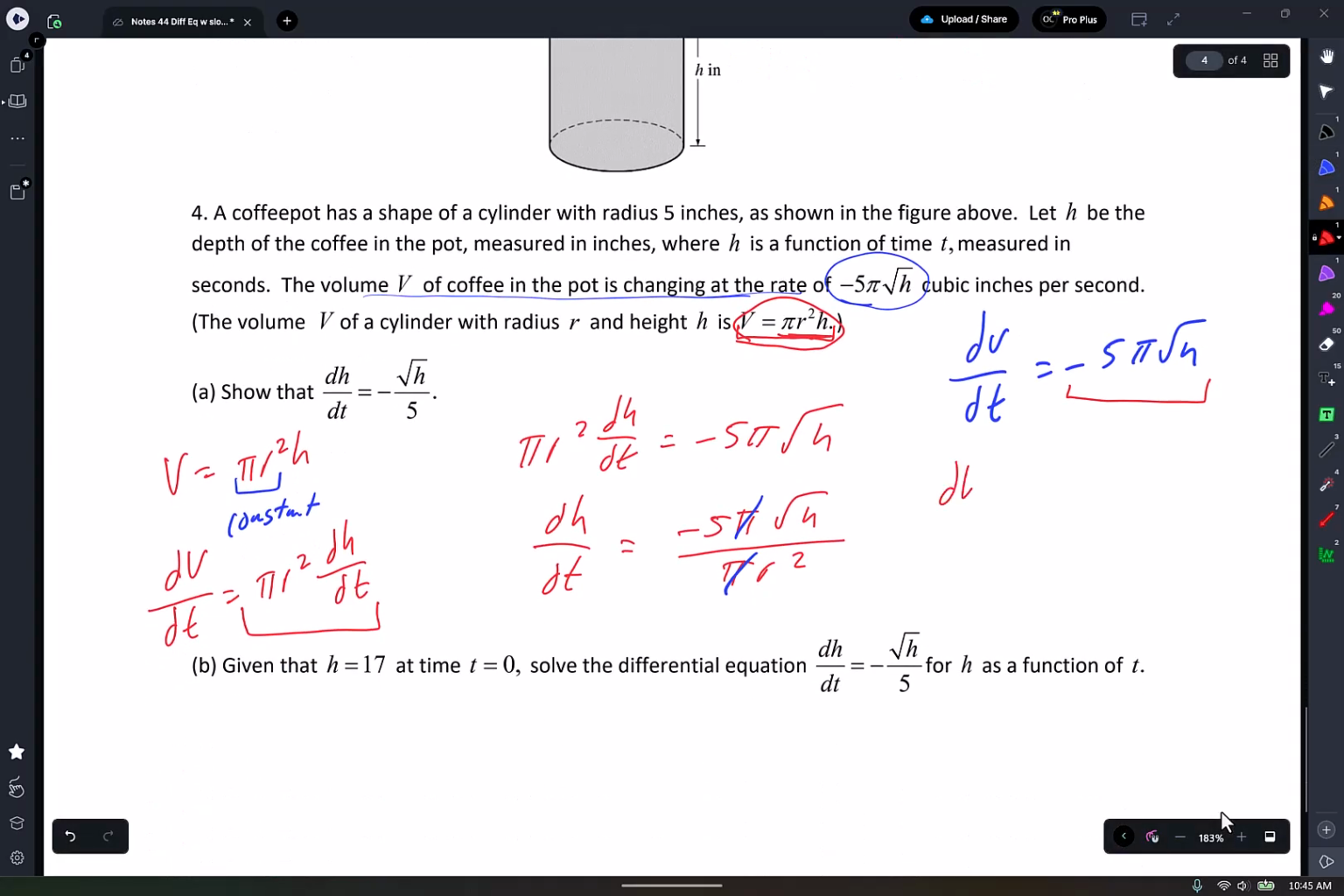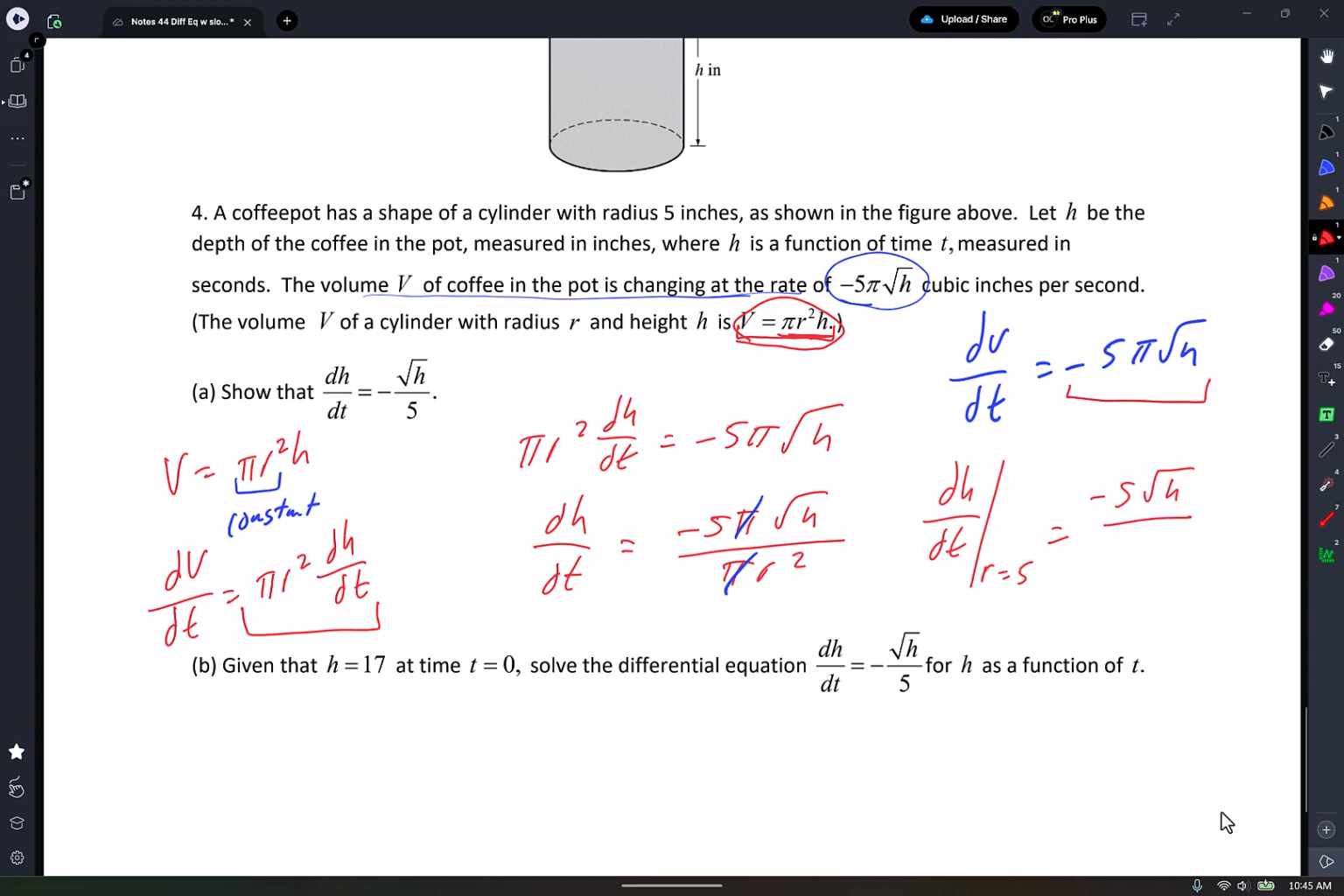So I'm going to write dh/dt when r is 5 equals -5 square root of h over 5 squared. What's that? 25. How many times does 5 go into 25? So there it is. Bam, bam. There you go, dh/dt is -square root of h over 5. Did we get what they wanted? Yes. Do you see how we did it? Okay, I'll wait for you guys to catch up.